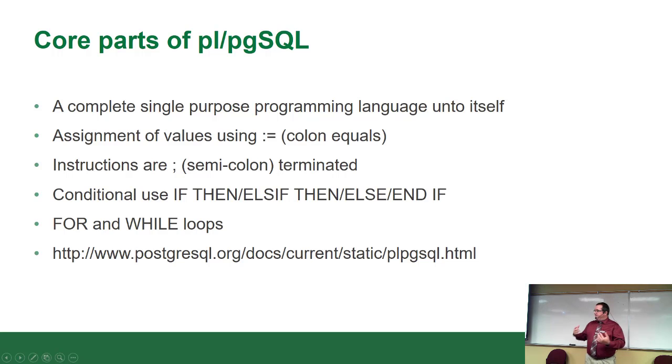So it's a single-purpose programming language. R is good for stats. It sucks at everything else. PGSQL is a self-contained language. It's really good for working with database information. Why? Because it's a database language. That's all its purpose. That's what it was made for. That's all it does.